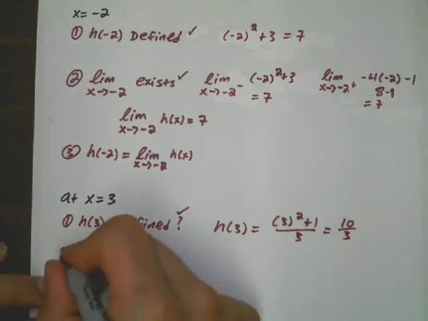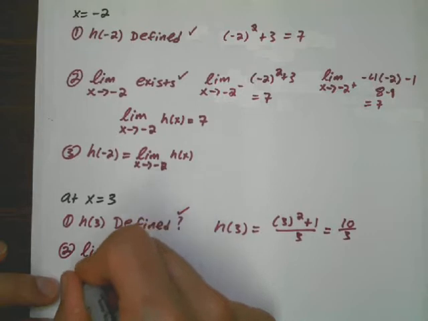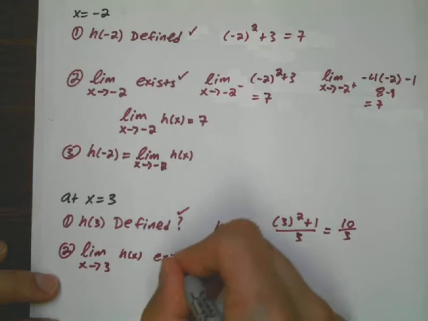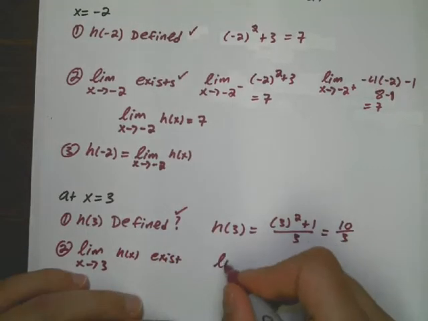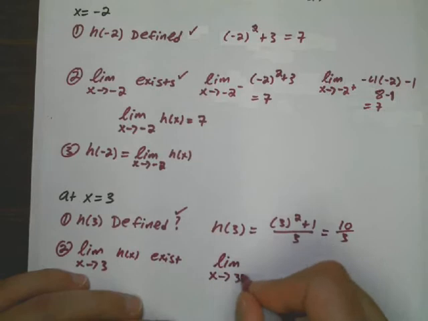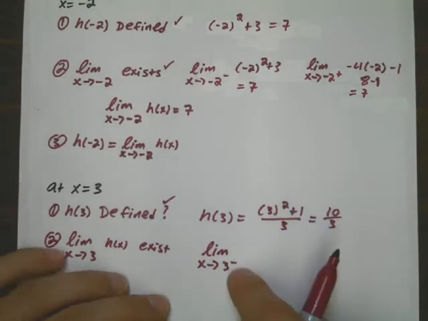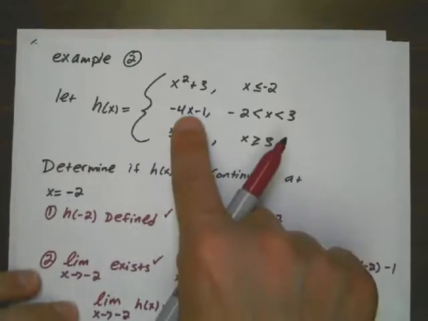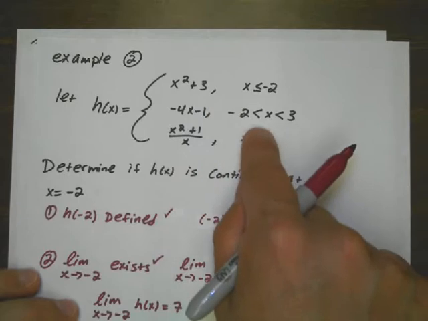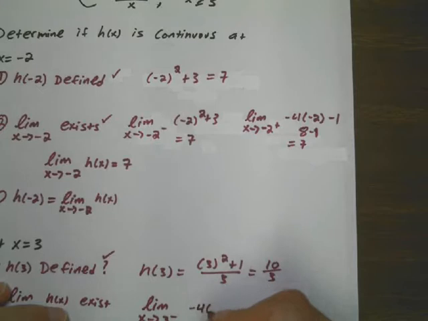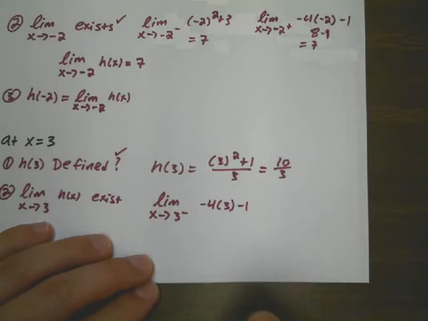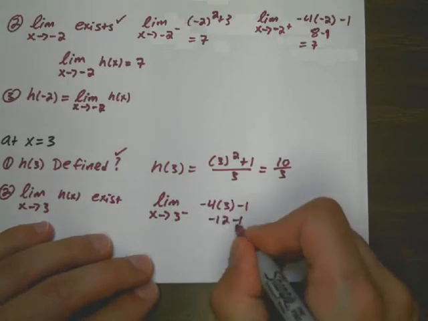2, I have to figure out if the limit exists as x approaches 3. Alright, so the limit from the left is going to be the values a little bit before 3 on the left. That's going to be this definition. So all the things to the left of 3 use this definition, so it's going to be -4 times 3 minus 1, which is going to give me -12 minus 1, which is negative 13.